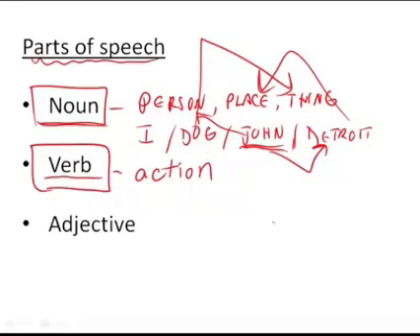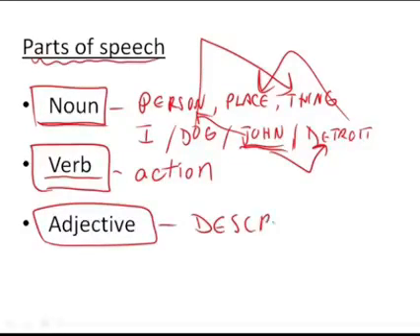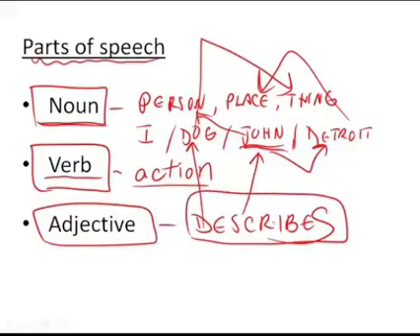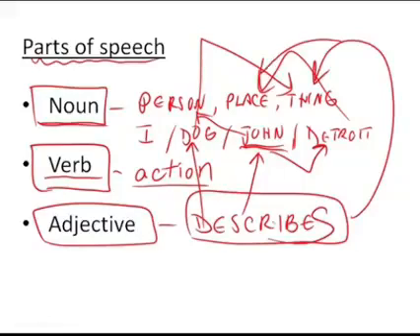And finally, we have the adjective. The adjective describes the noun. John is angry. How is John feeling? He is angry. My dog is tired. My dog is hungry. Anything that describes the noun is an adjective. We will later learn something that describes an action, that describes the verb. But for now, the adjective always describes the noun, the thing, the person, the place. Now we know what an adjective is.